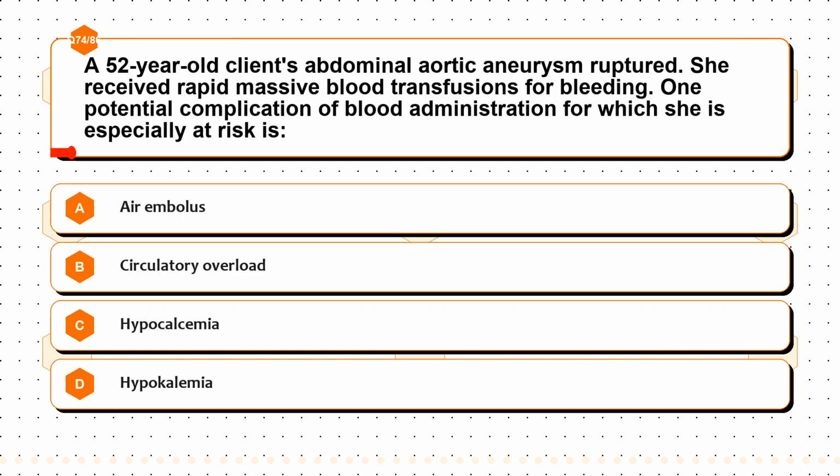Question 74. A 52-year-old client's abdominal aortic aneurysm ruptured. She received rapid massive blood transfusions for bleeding. One potential complication of blood administration for which she is especially at risk is, here are the options. Option A. Air embolus. Option B. Circulatory overload. Option C. Hypocalcemia. Option D. Hypokalemia.